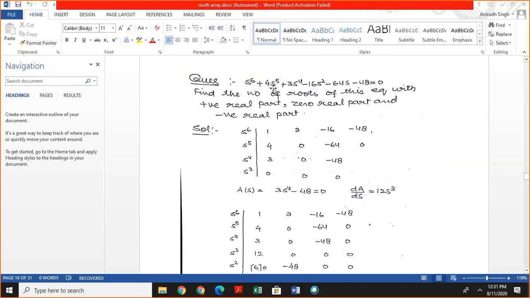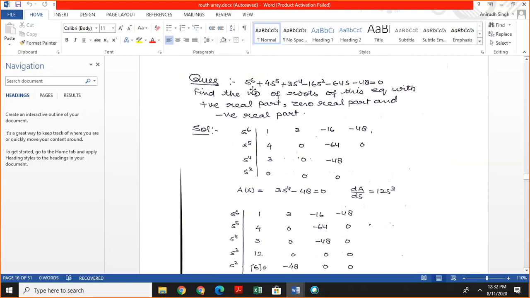S raised to power 6. This is the characteristic equation, and in this question find the number of roots of this equation with positive real part, zero real part and negative real part. What to do in this? Find out roots with positive real part, zero real part and negative real part.